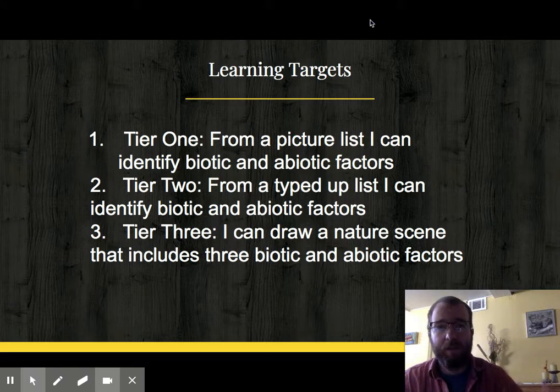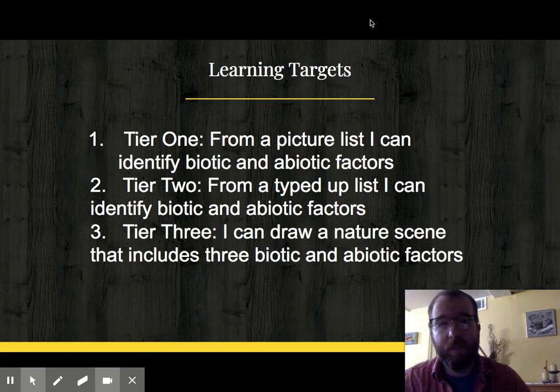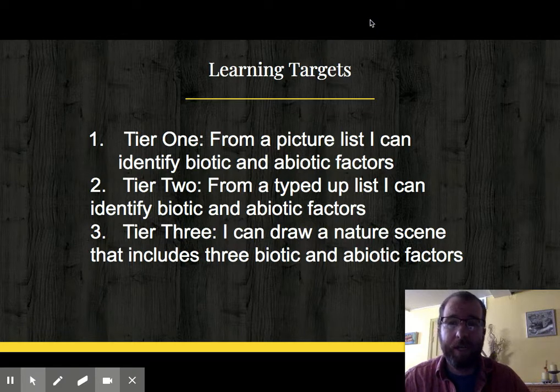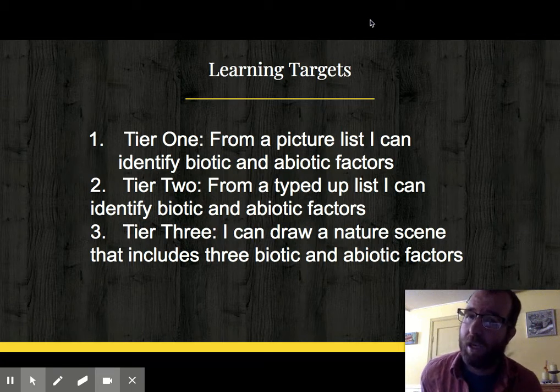As you can see, learning targets, that's how I think most classes should begin. And so I would have the students write out their learning target for the day. As you can see, I've differentiated here tier 1, tier 2, and tier 3.